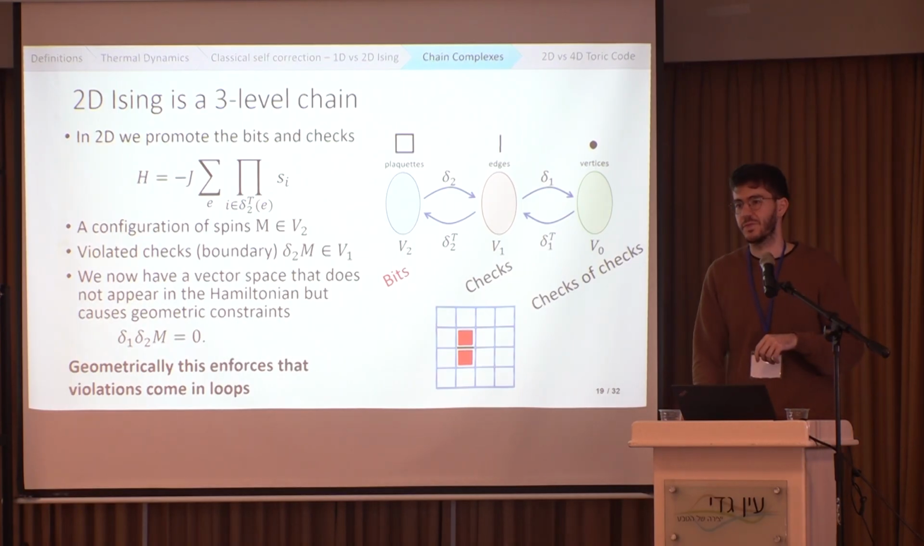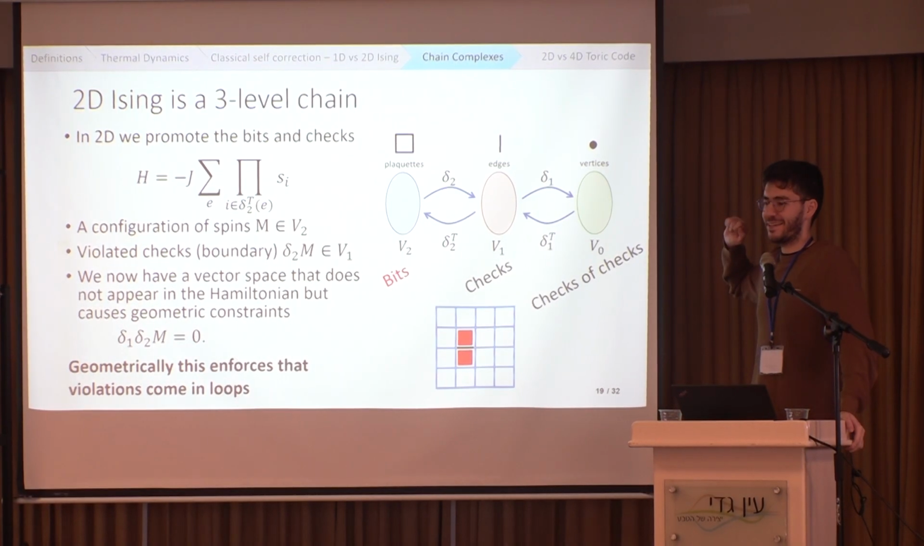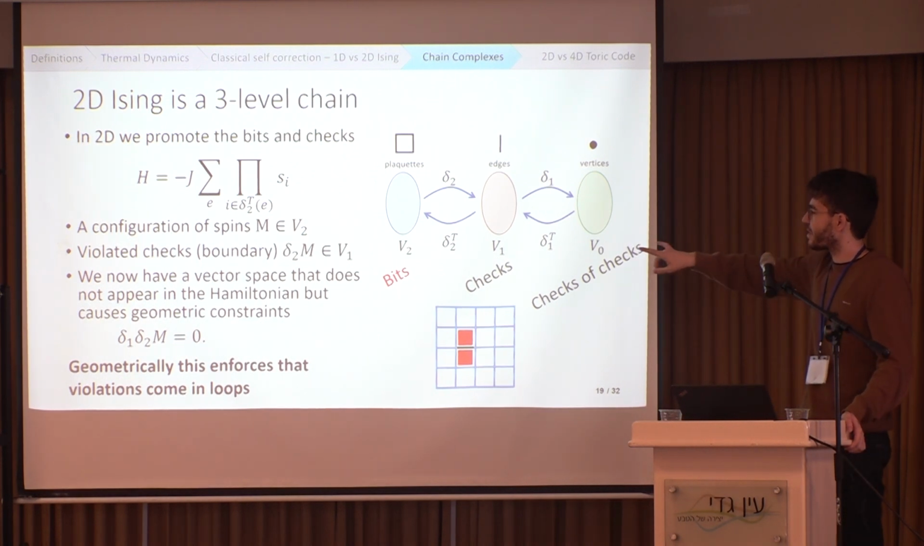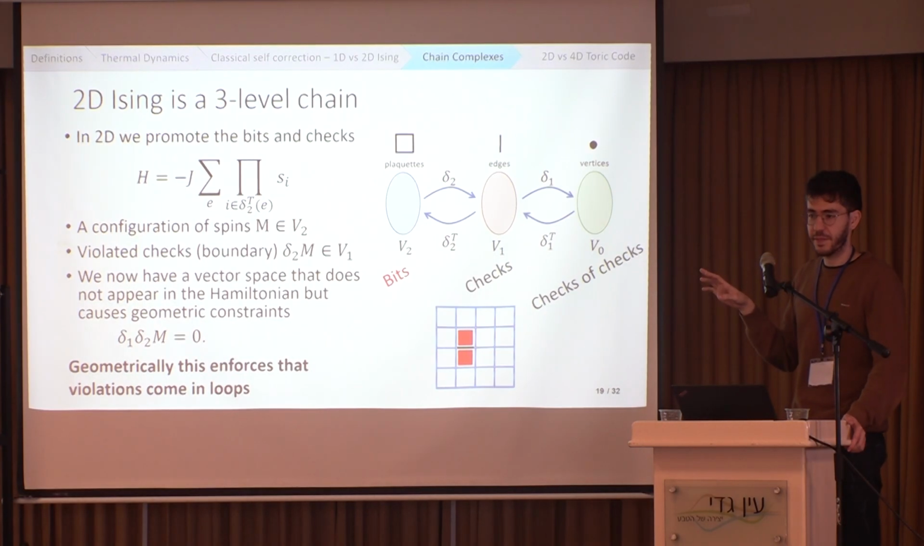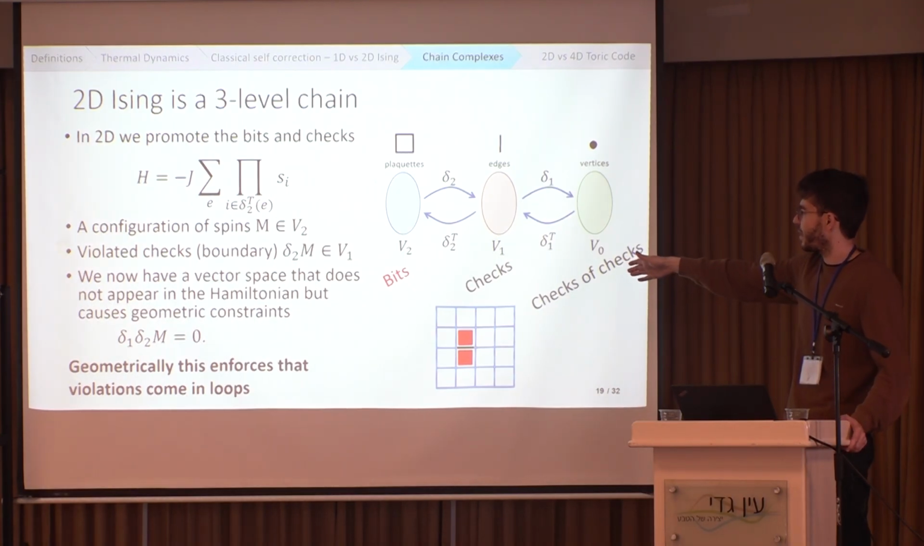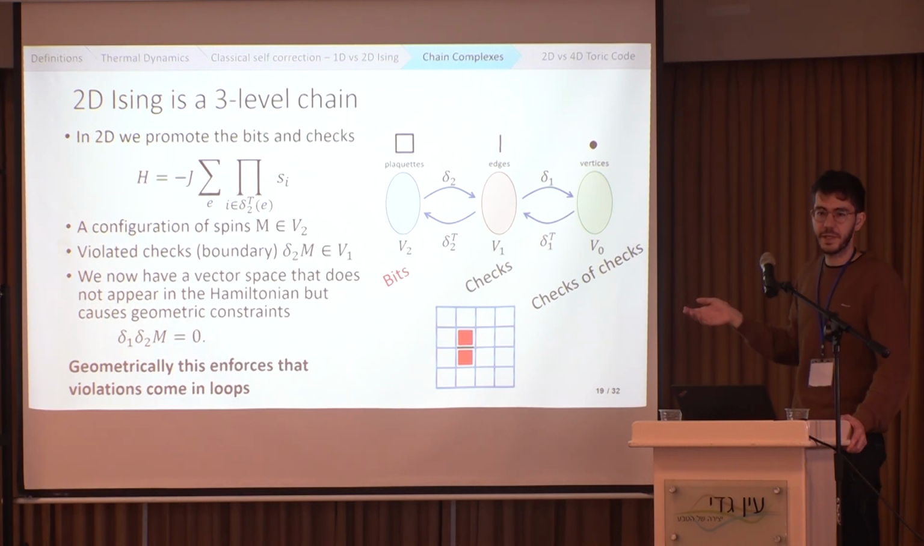Okay, I think we are ready to move on. But I want to express again the point here that once we have a longer chain, we have here three spaces, we get a geometrically a constraint, even though this V0 is not a part of the Hamiltonian. And delta 1 does not play a role in the Hamiltonian. It only means that any configuration of violated checks would be in the geometric form of loops.